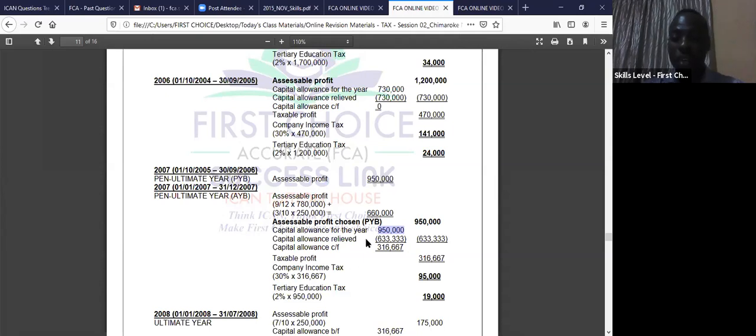I didn't show the workings here, but you know here that there's a restriction. 2/3 of 950 is going to give me this figure. That will mean that this figure has a doubling effect of affecting your capital allowance. So this one will be carried forward to the ultimate year. When you minus, you still get the same figure by virtue of the fact that these two are the same, these two are the same. So your taxable profit is still this figure.